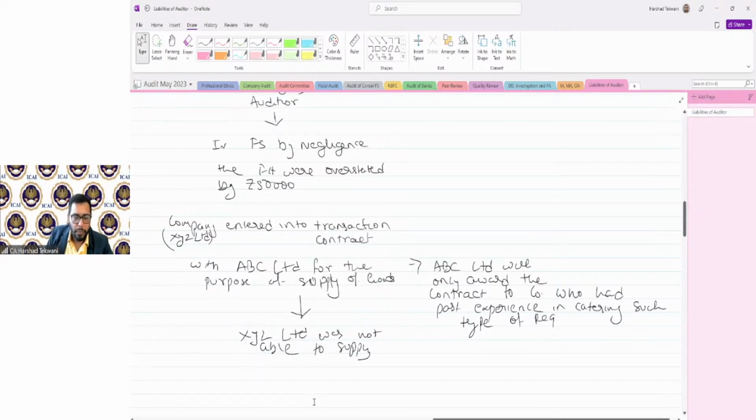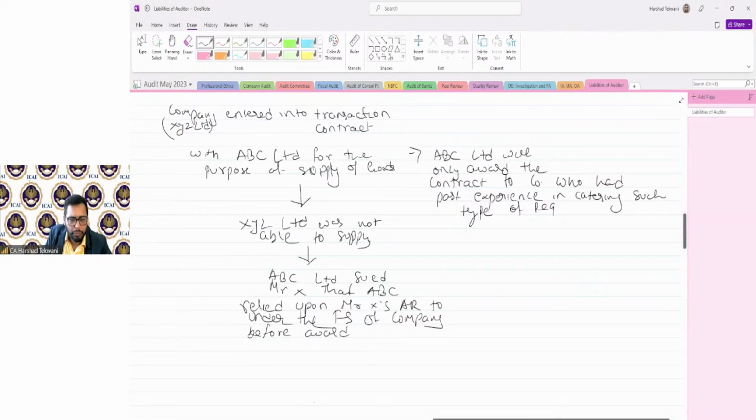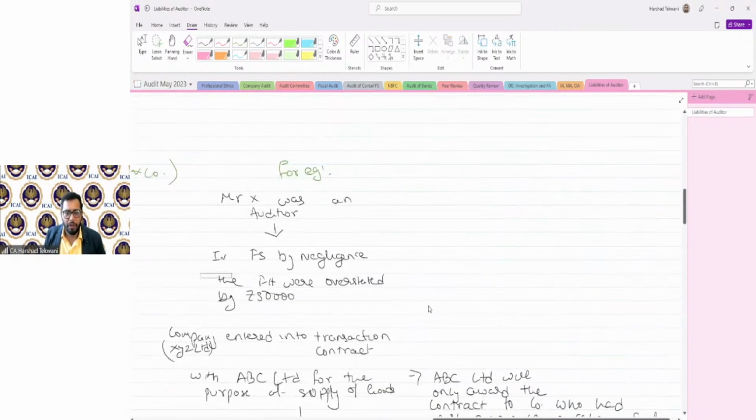Now ABC Limited sued Mr. X, that ABC relied upon Mr. X's audit report before awarding the contract, to understand the financial position of the company, and they awarded the contract to XYZ Limited because there was an overvaluation of fixed assets by 50,000.